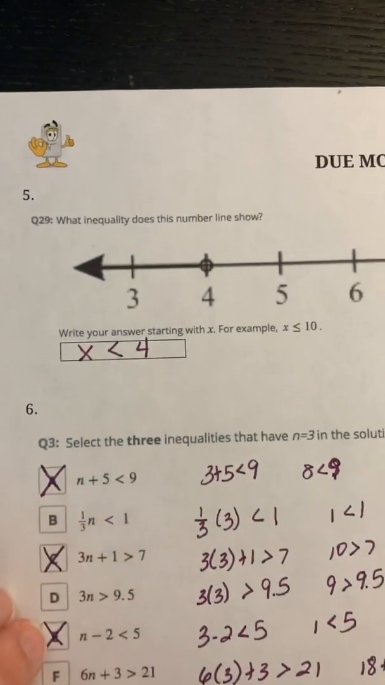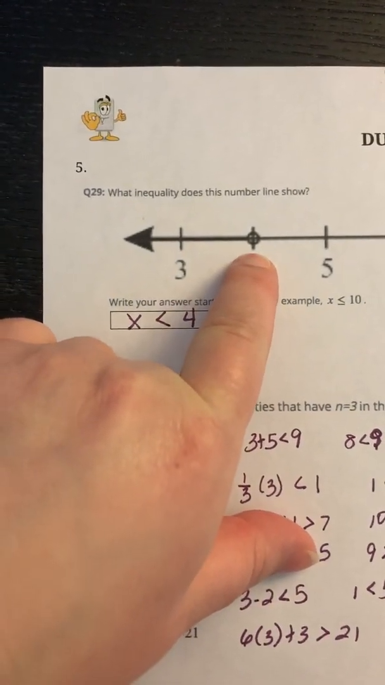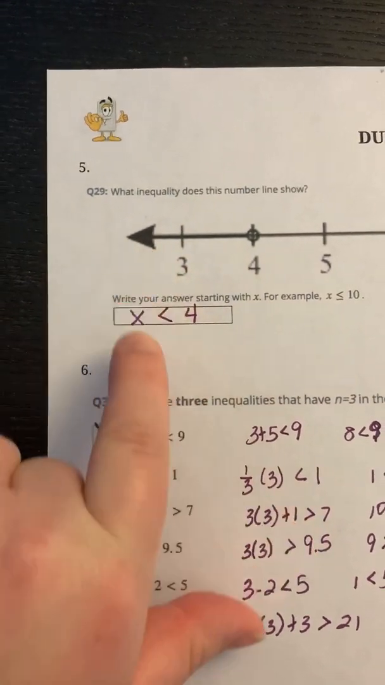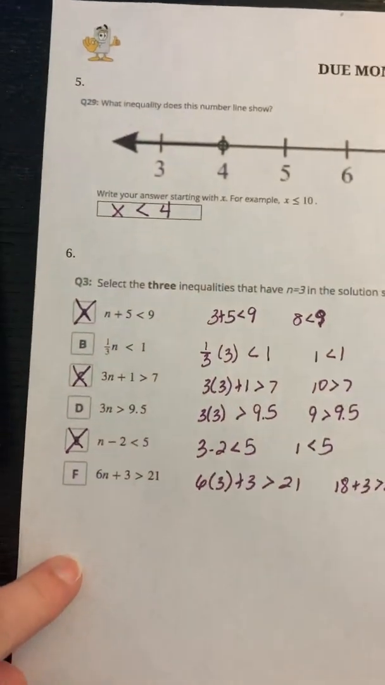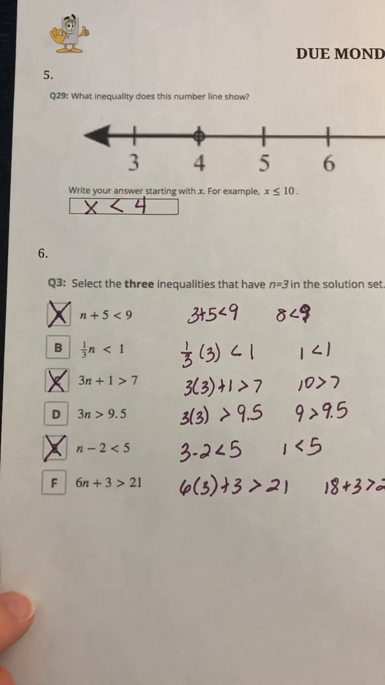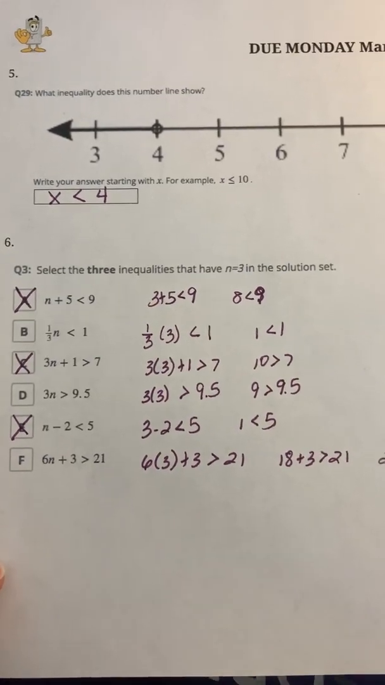Last page, number 5. What inequality does this number line show? We've got an open circle and an arrow pointing to the left. So x is less than 4. Question 6, select the 3 inequalities that have n equals 3 in the solution set.